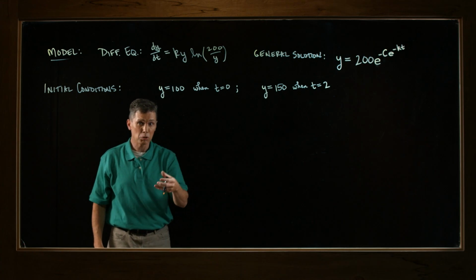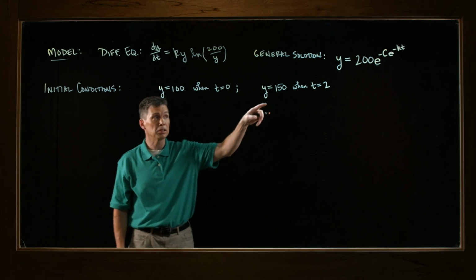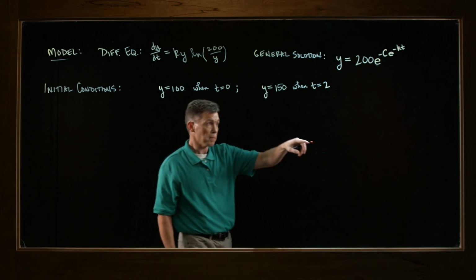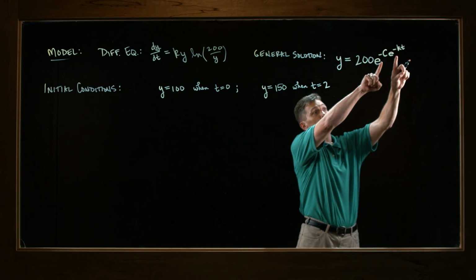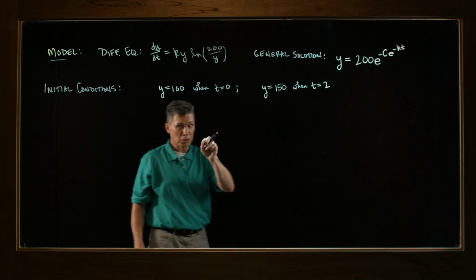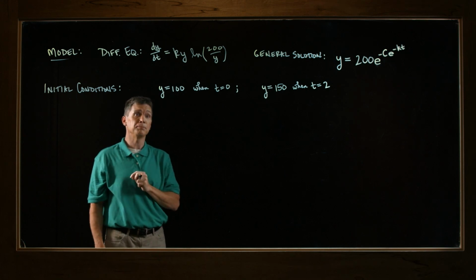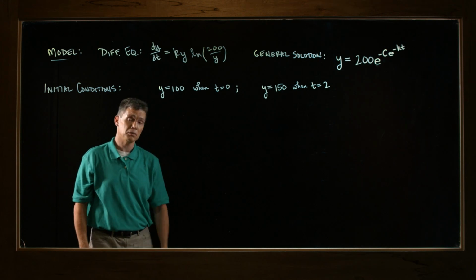So we've been down this road before, where we're using the information from the initial conditions, plugging into our general solution, and trying to find values for these parameters C and K. Let me give you a heads up. You're going to want to have a calculator handy for this one. There's some computation that we'll have to do, but the basic mechanics are the same as we've been doing.